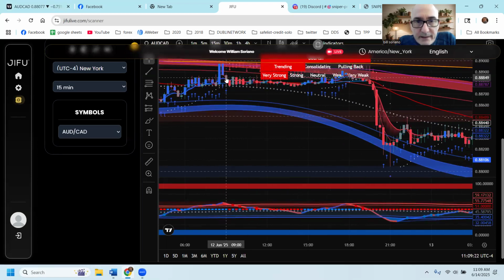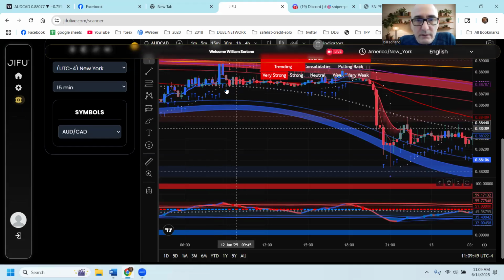Okay, and if we scroll back here, we see that that candle is right here. Price was up in the upper Bollinger Band, right? We do have a red candle. We have a red sniper arrow above that candle. And down in the sniper lager here, we have a red sniper lager line and a red dash trend line as well.